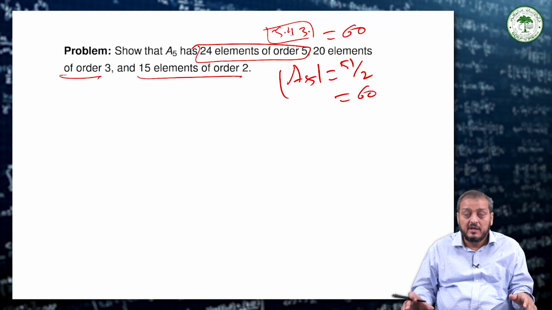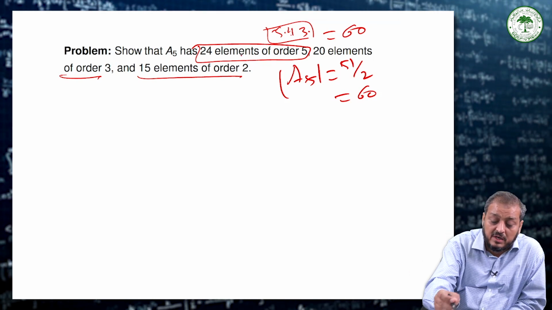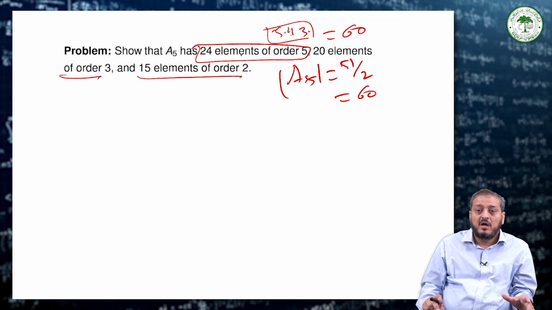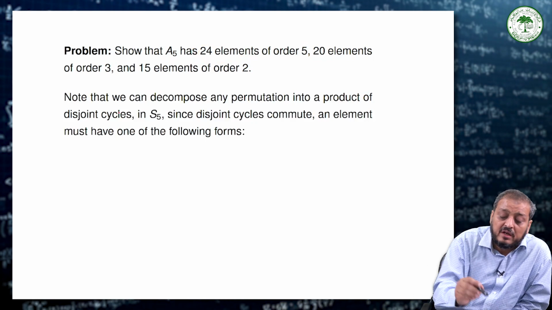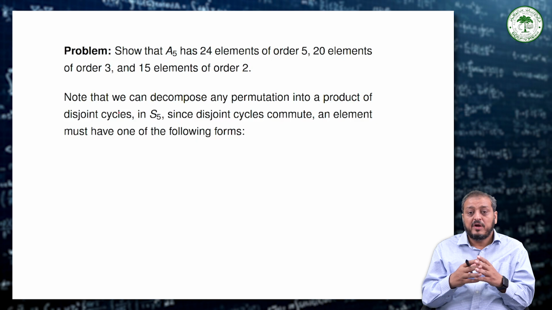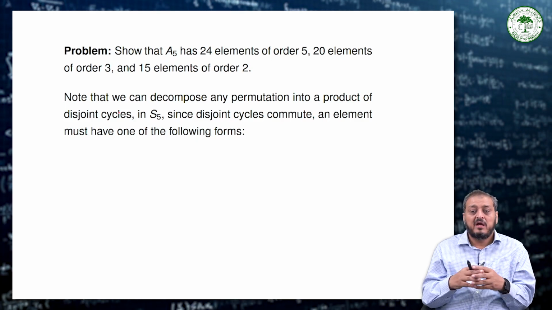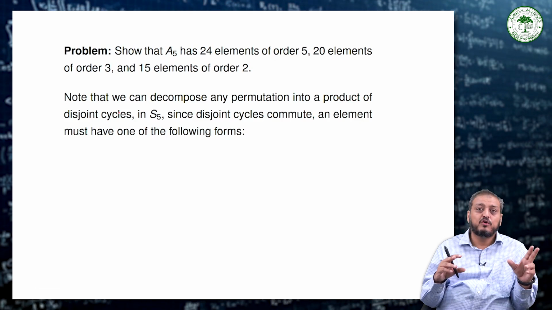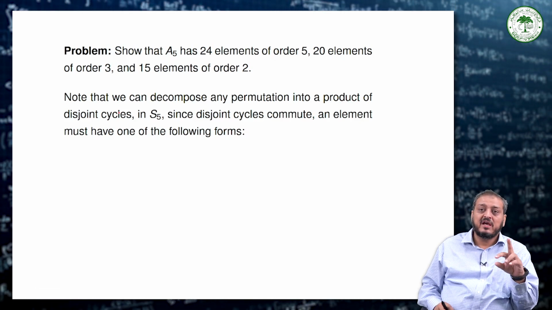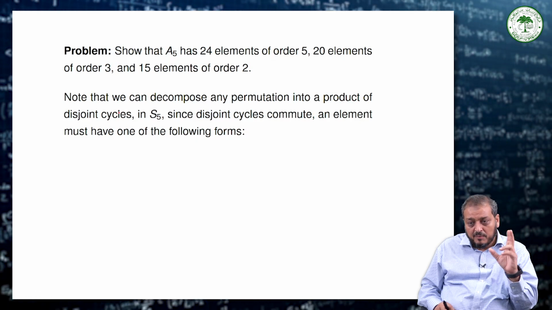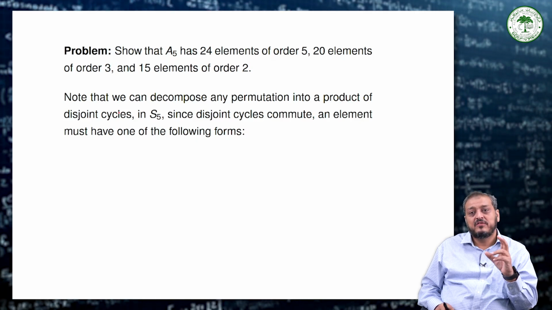So clearly the identity is an even permutation, so that is one element. Now we note that we can decompose any permutation into a product of disjoint cycles in S5. We have to prove that if cycles are disjoint, then the permutations commute. So disjoint cycles always commute.